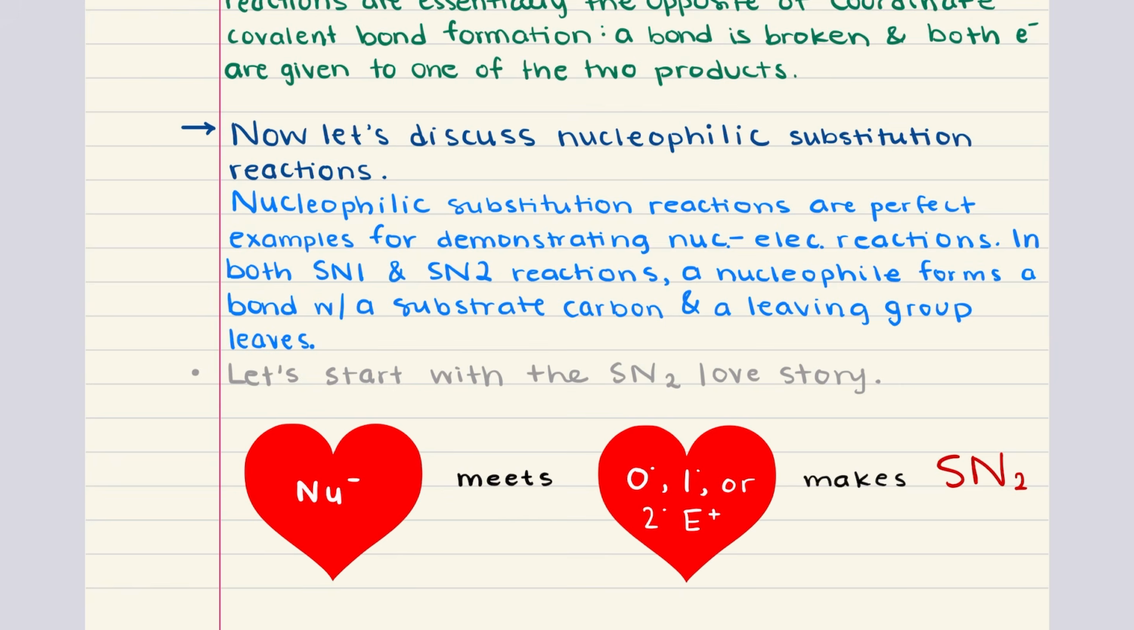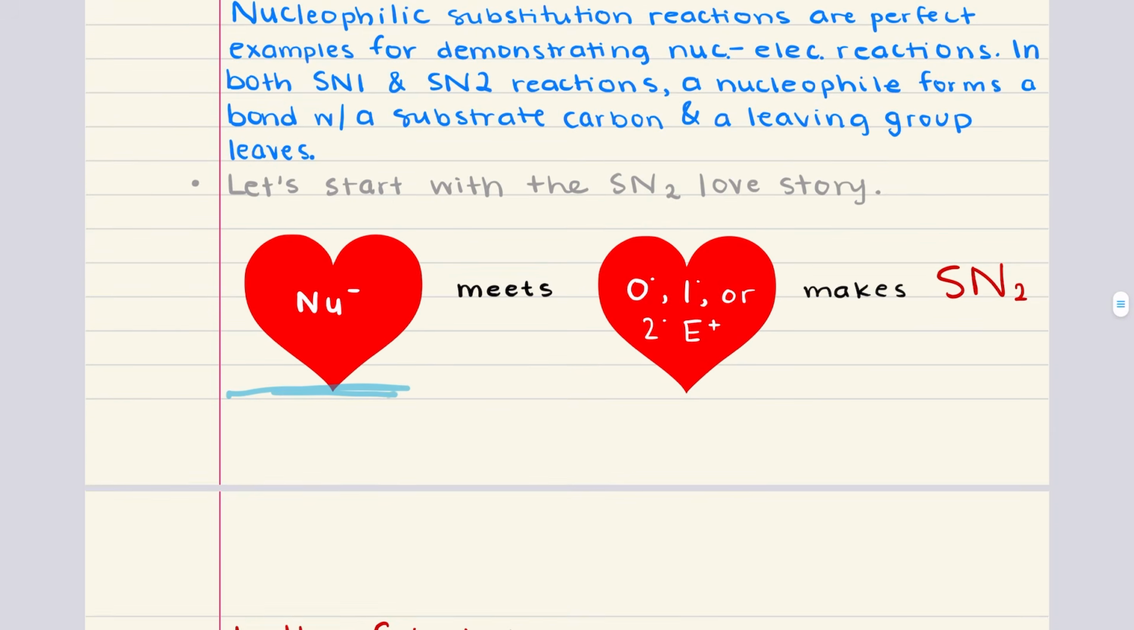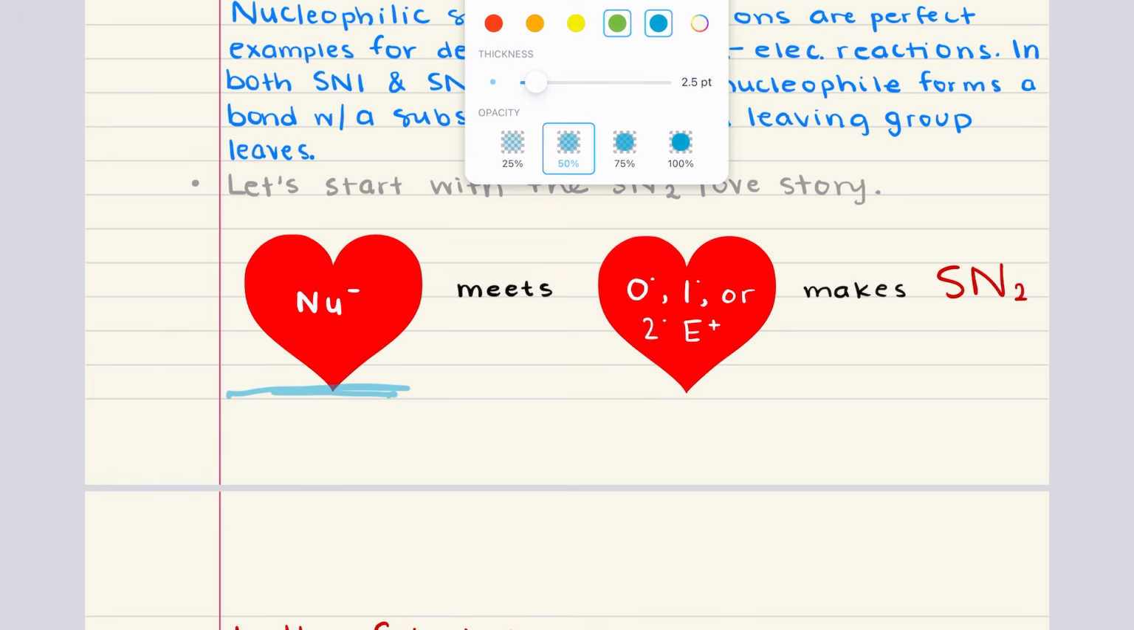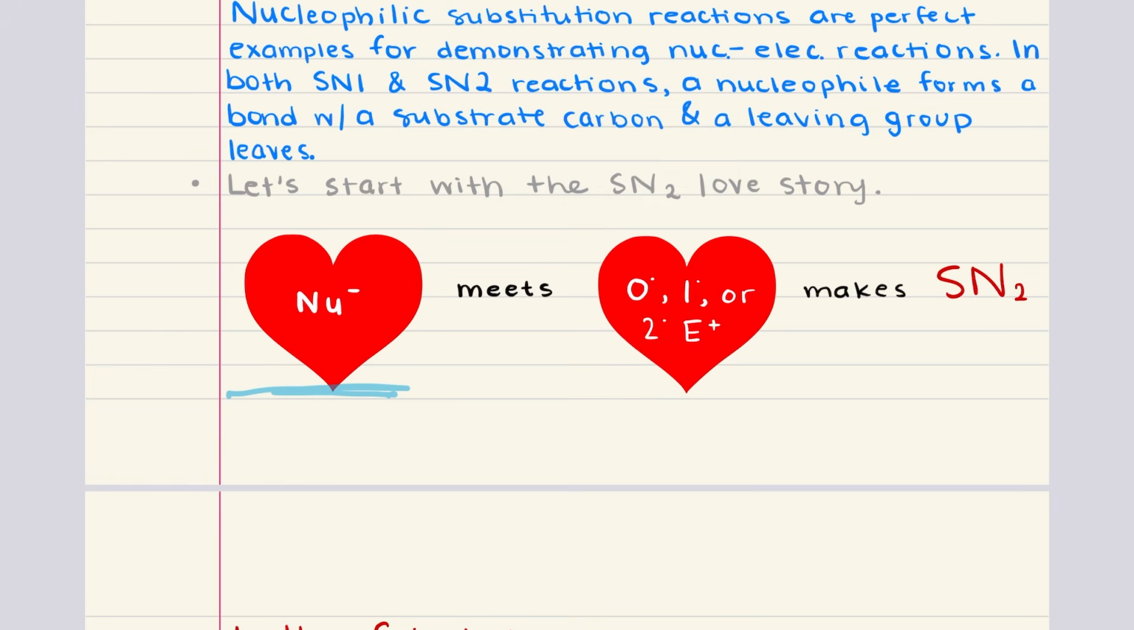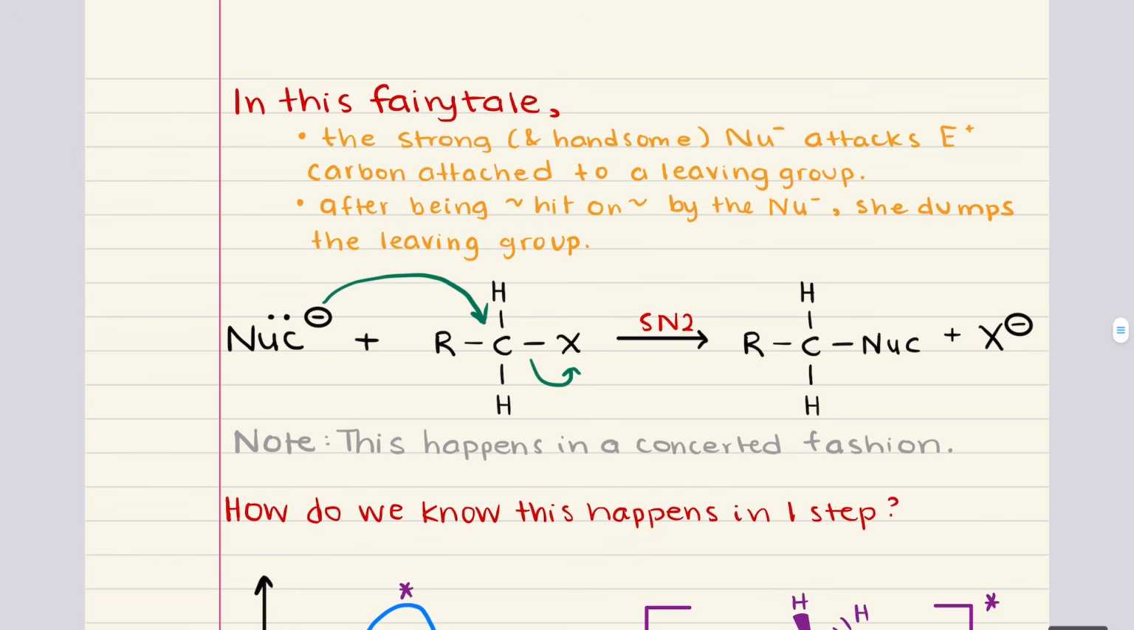Now we can start our story of SN2 reactions. A strong nucleophile that also happens to be a weak base is going to meet a nice electrophilic carbon that is attached to a halogen, our leaving group. Now, this is the beginning of a love story.